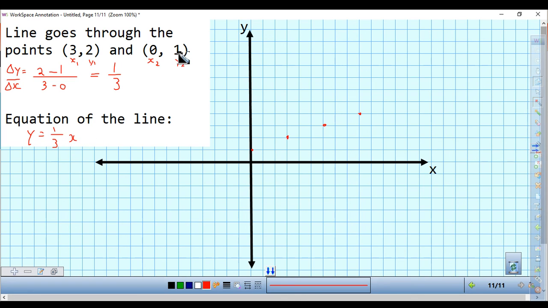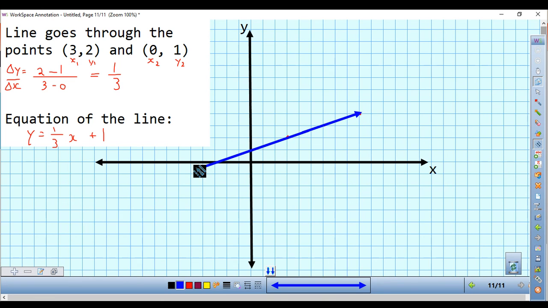And we were actually given the y-intercept here. The y-intercept is (0, 1), as we can see. So we actually have that information already, but we could just have it confirmed in the graph. So my equation here is y is equal to 1/3 x plus 1. And I may as well finish off graphing this. And there we go.